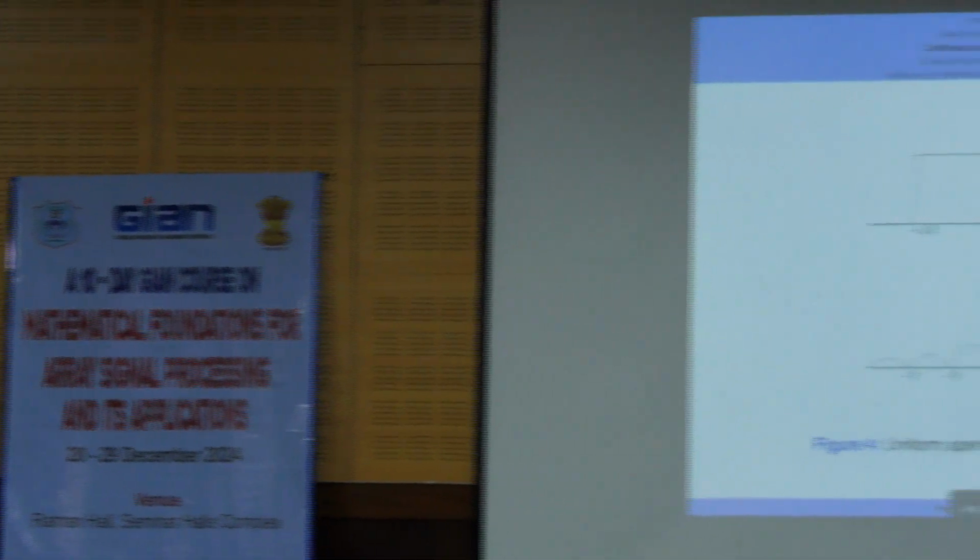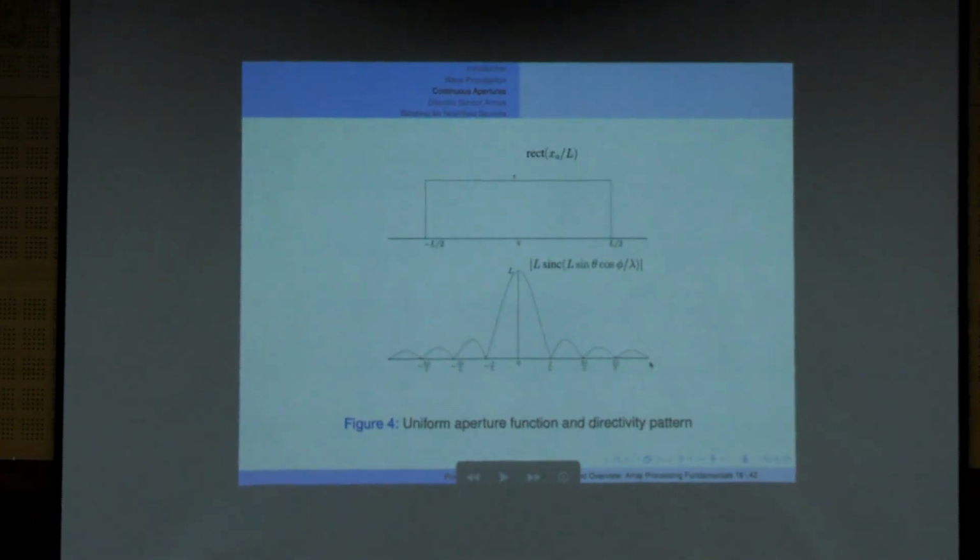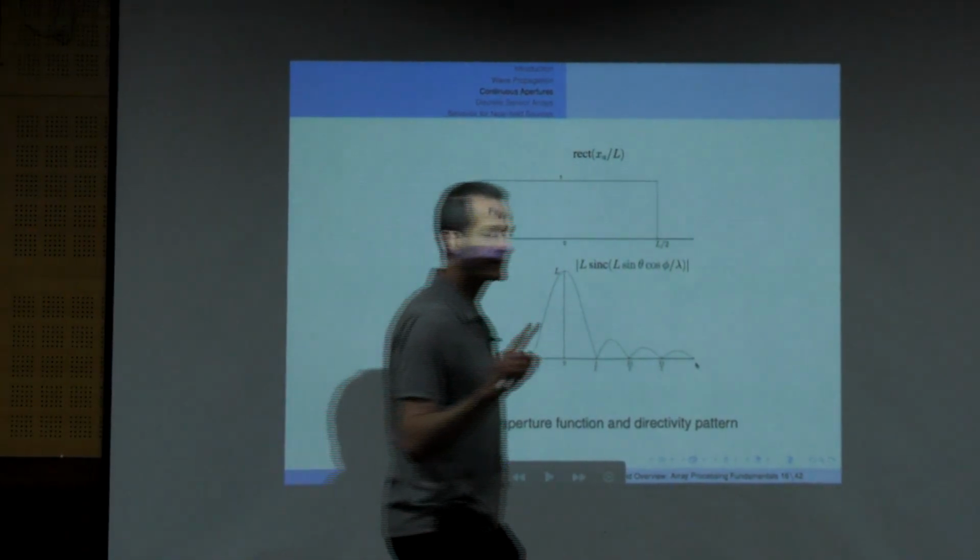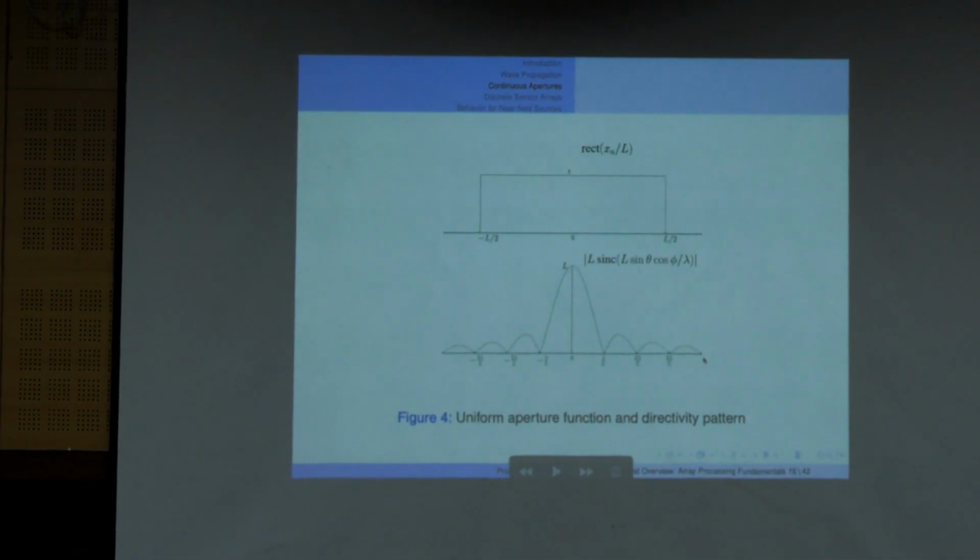So you see that when we have the directivity pattern, we can show it as a function of alpha x in this example. Why? Because we use a linear aperture.